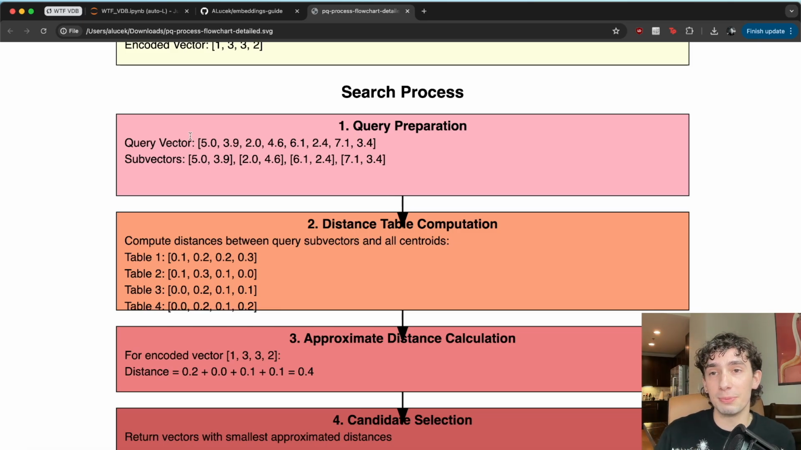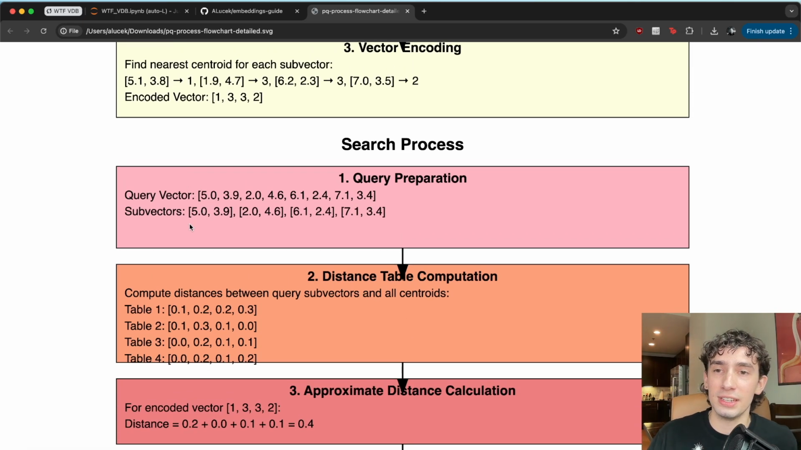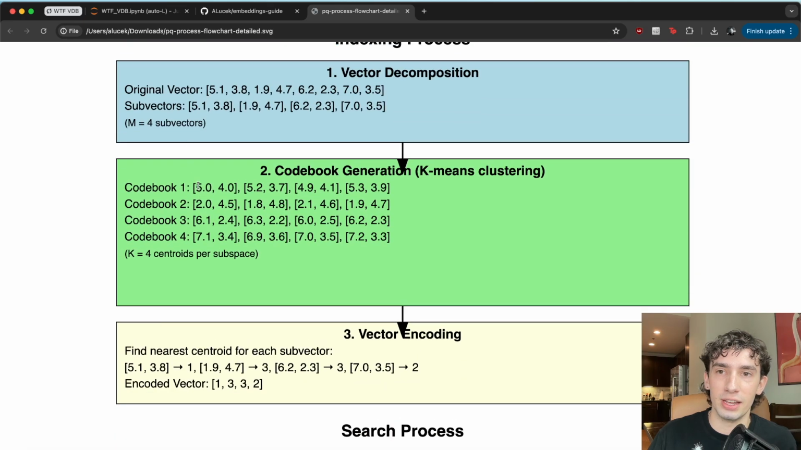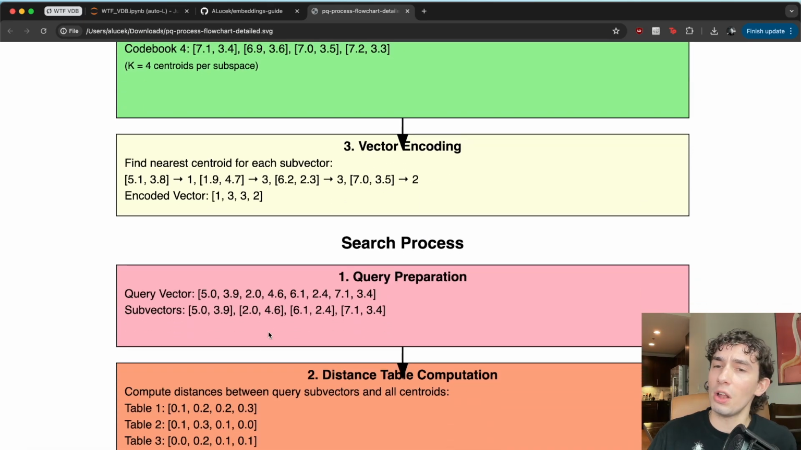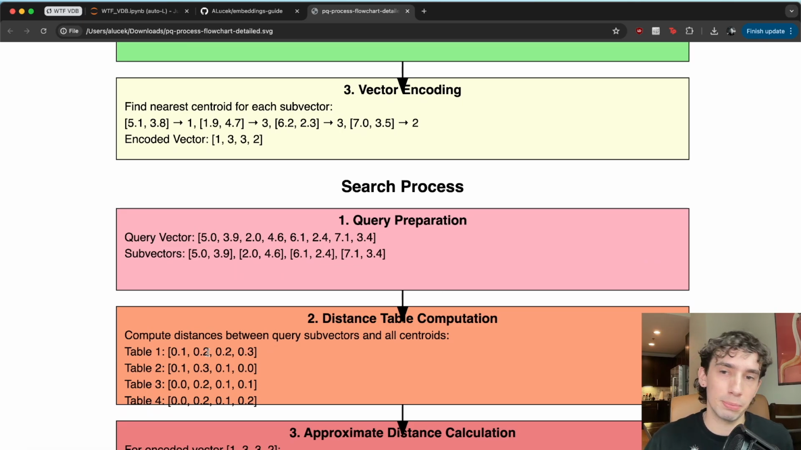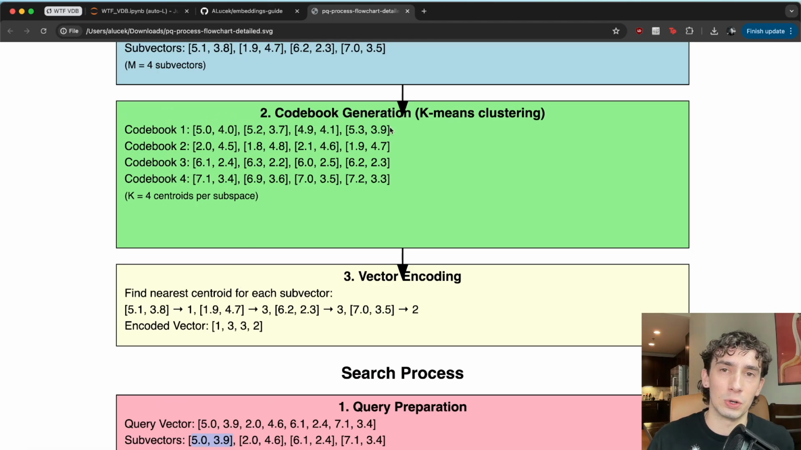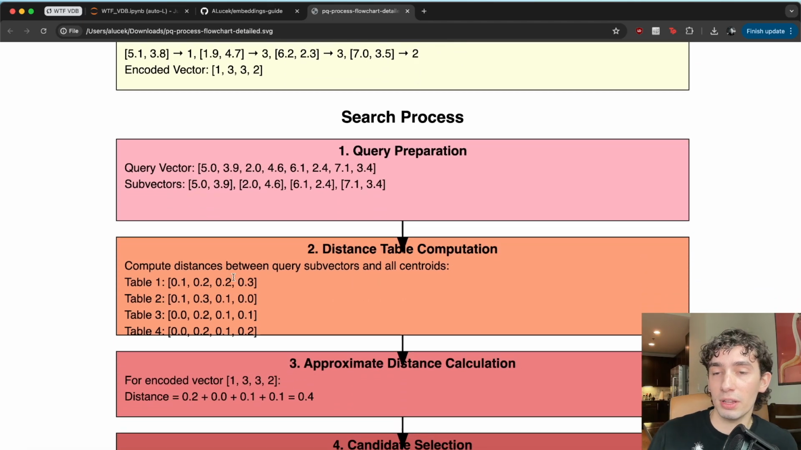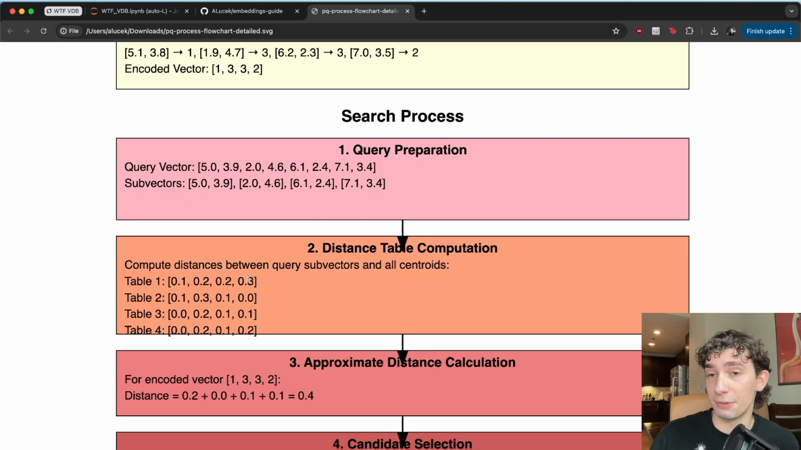Then actually searching over this space goes a little bit like so. Our query vector undergoes the same splitting into these subvectors, and then instead of finding the centers of these, what we do is compute the distance between the query subvectors in that subspace to all of the centroids that land in that subspace. So we can see that for the first table, which contains 4 of these centroids, all of the distance calculations would be 0.1, 0.2, 0.2, and 0.3 for the subvector 5.0, 3.9 across these. This creates a table of distances within these different subspaces.